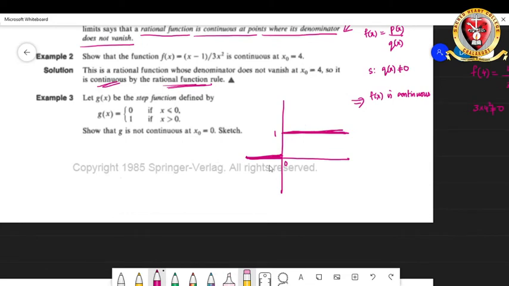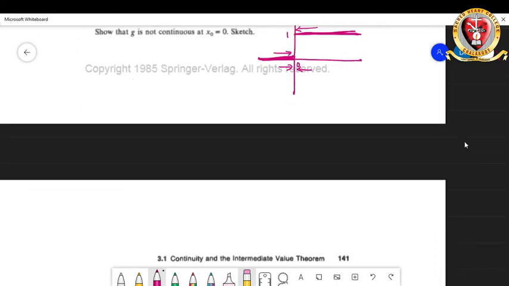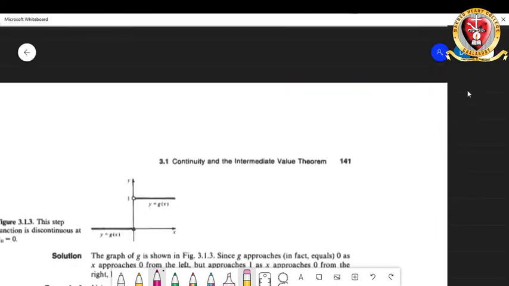When we are moving from the left and from the right, the function is moving towards 0 from the left, and the function is moving towards 1 from the right. So the left and right limit of the function do not coincide. That means the limit itself doesn't exist at 0. So the function is discontinuous at x naught equal to 0.